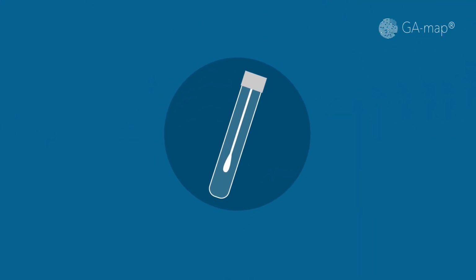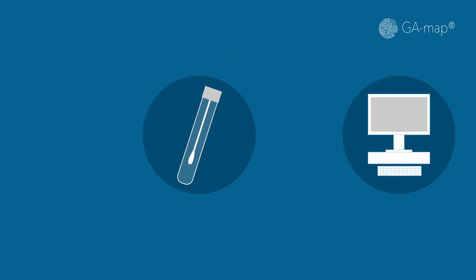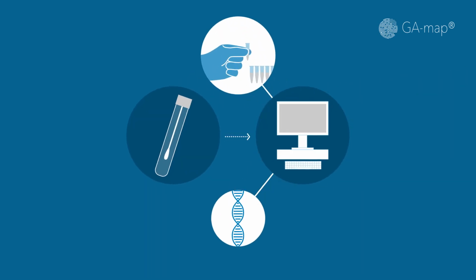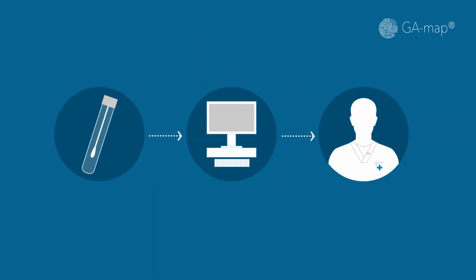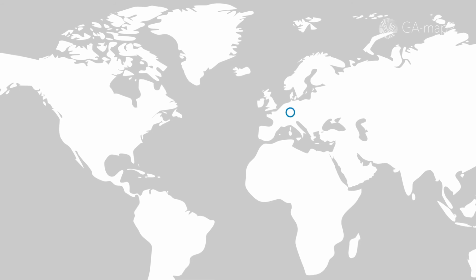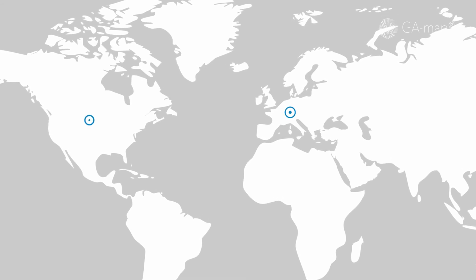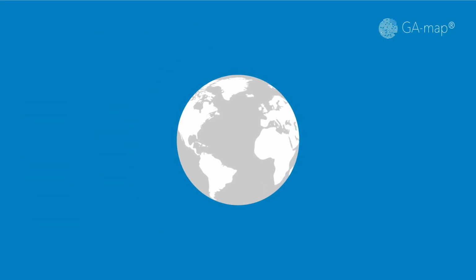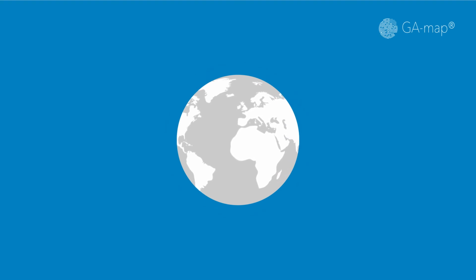In short, it works like this. The patient uses a sample collection kit. The sample is sent to a lab where it is analyzed using GA-map software. The healthcare specialist then gets a simple functional profile of your gut microbiome health. Genetic analysis has already successfully launched in EU and in US and is now aiming to become the world's leading company in gut microbiome testing.